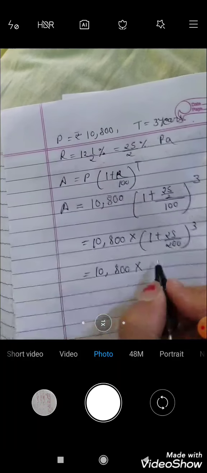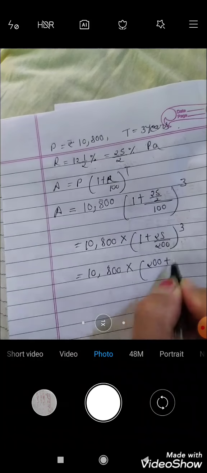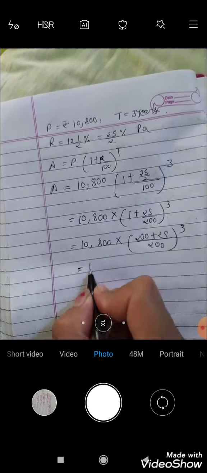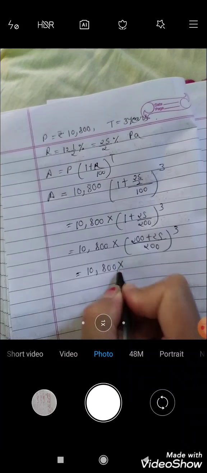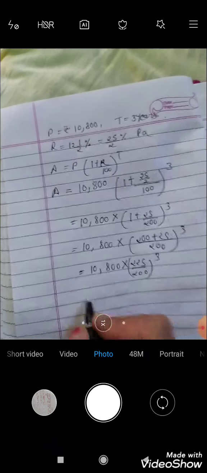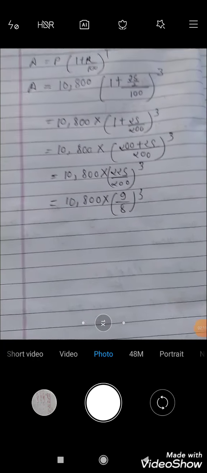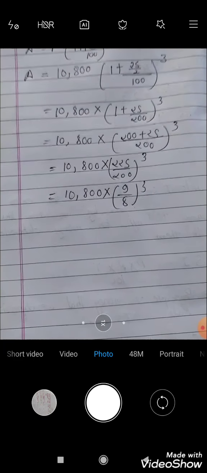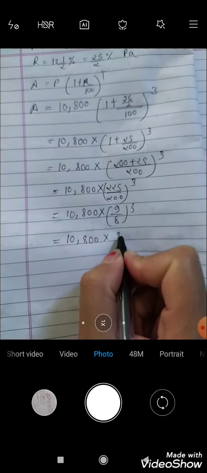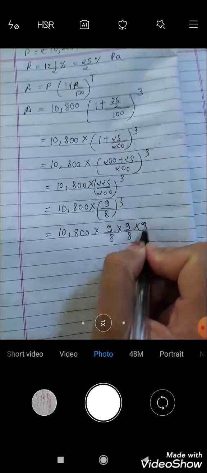10,800 multiplied by 200 plus 25 divided by 200 whole power 3. That is 10,800 multiplied by 225 upon 200 whole power 3. We can reduce 225 divided by 200 as 9 upon 8. In the next step we are going to expand 9 upon 8 whole power 3. It means 9 upon 8 multiplied by 9 upon 8 multiplied by 9 upon 8.